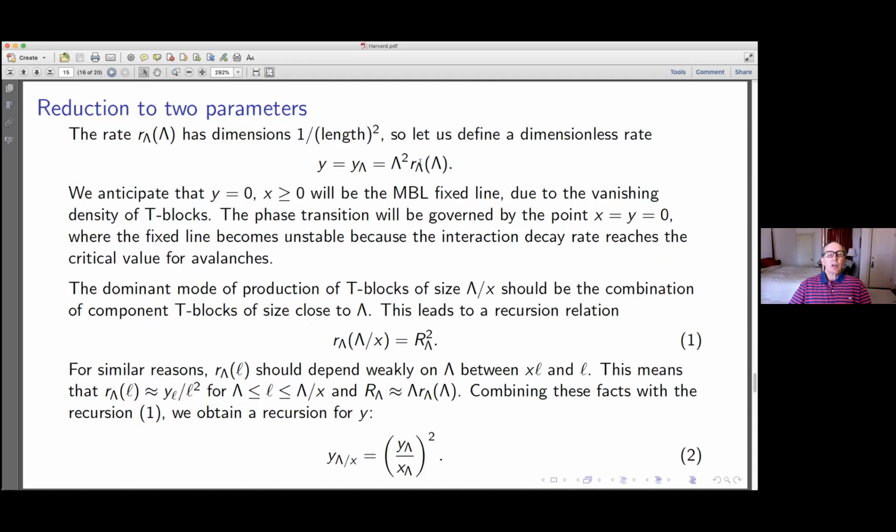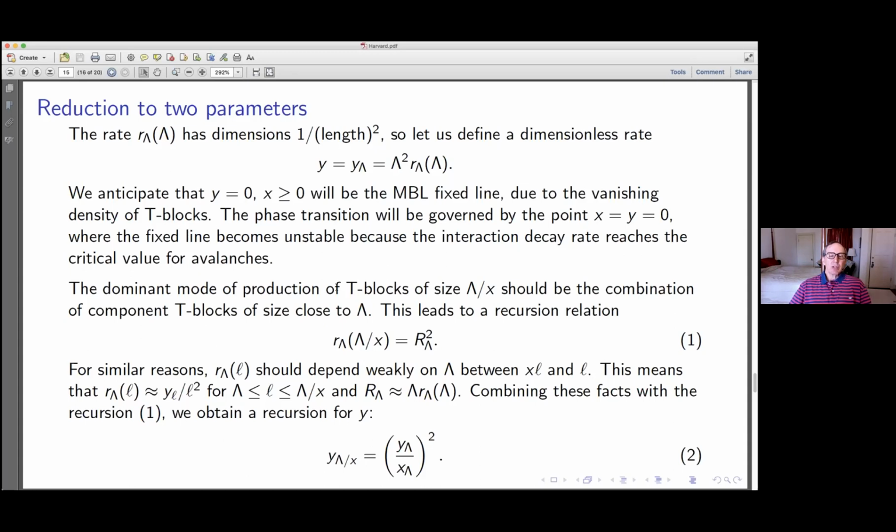And so if we just pull out that dimensional factor, we get the other RG parameter y. So again, this is related to the density. And we certainly anticipate that just like in KT, when y is 0, x bigger than or equal to 0 will be the fixed line of the RG, because there you have really the vanishing density, y equals 0 for the T blocks. The diagonal transition will be governed by the point at x equals y equals 0, where the fixed line becomes unstable.